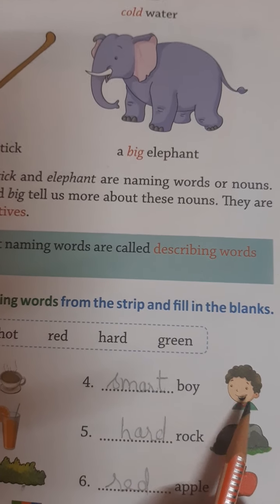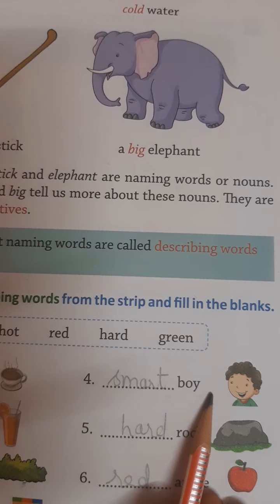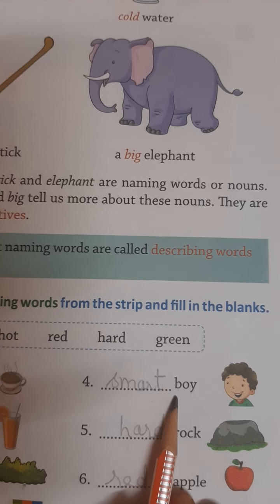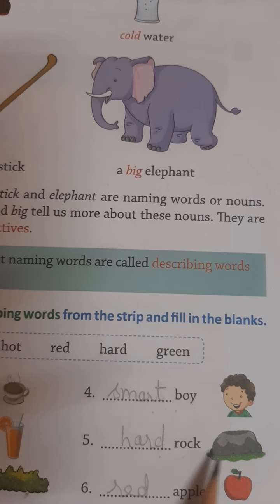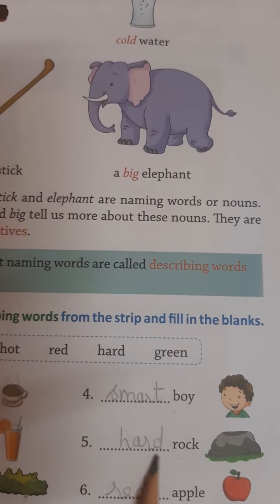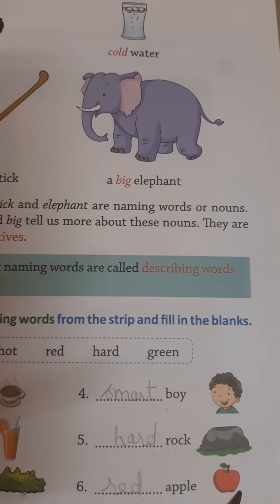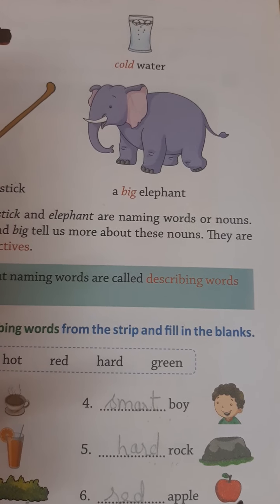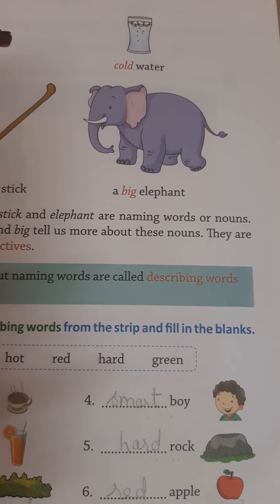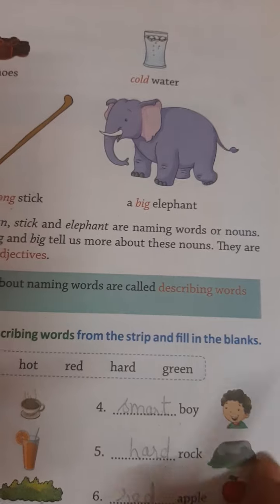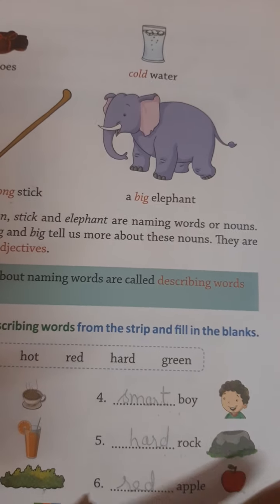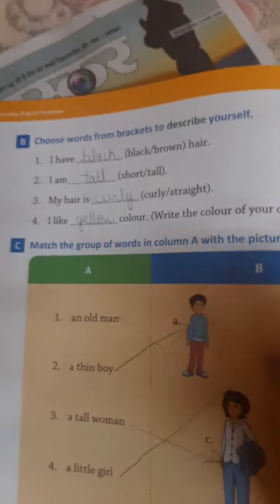Dash boy. How is the boy? Boy is smart. So you can write smart boy. Dash rock. Rock is hard. So you write hard rock. Dash apple. What is the color of an apple? Red. So you write red apple. Let us do the next.